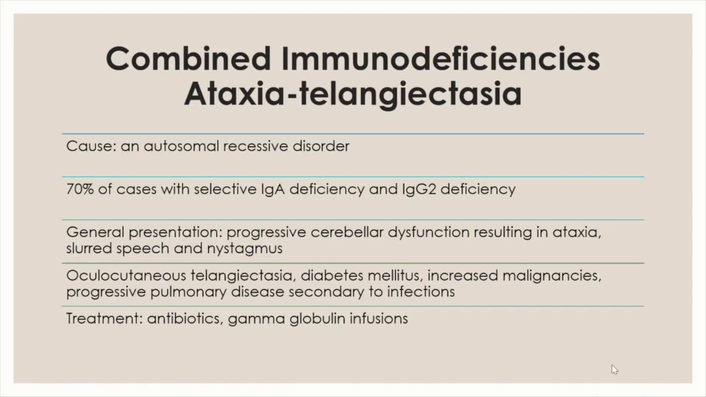Oculocutaneous telangiectasia, diabetes mellitus, increased malignancies, and progressive pulmonary disease secondary to infection. Oral presentation is mainly in the form of recurrent herpetic gingivostomatitis and also candidiasis. Treatment is usually antibiotics or gamma globulin infusion.